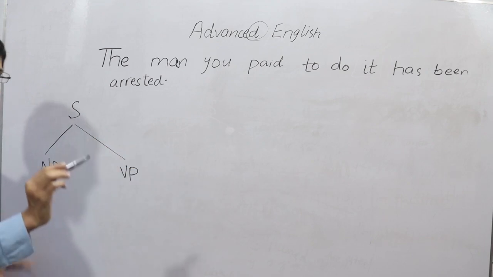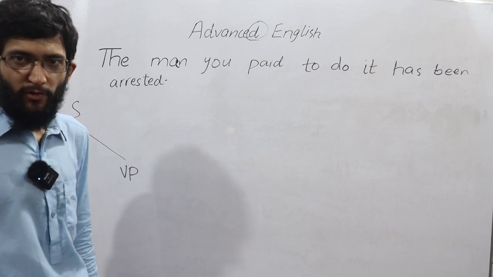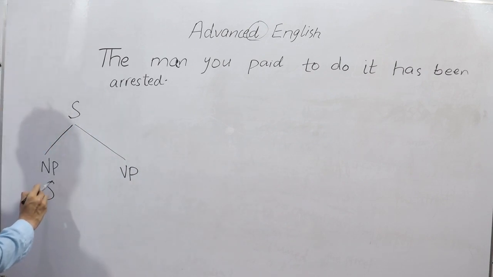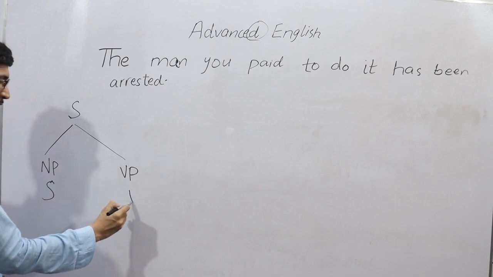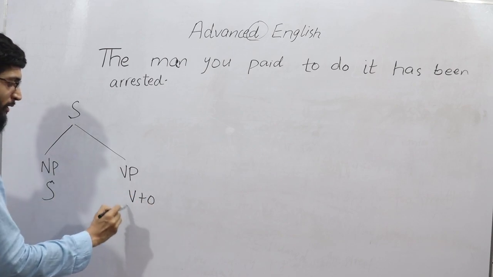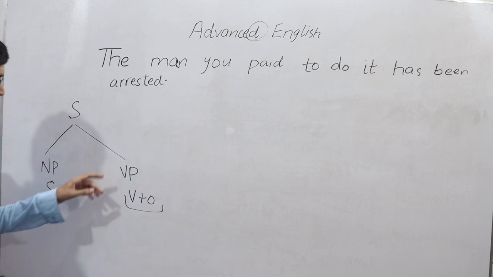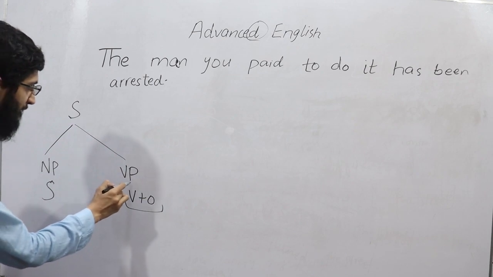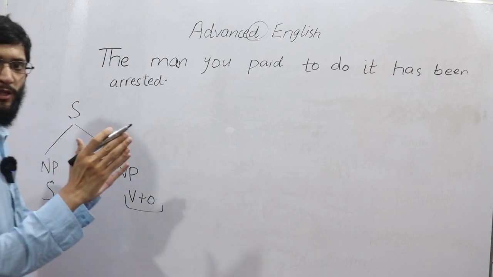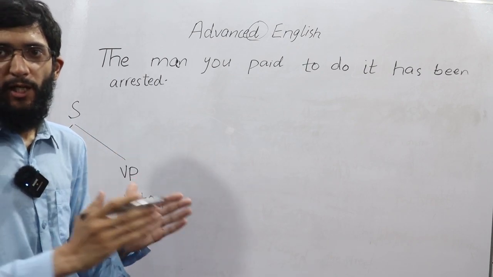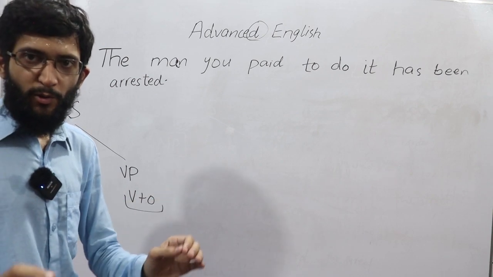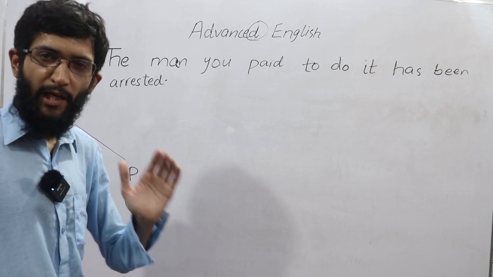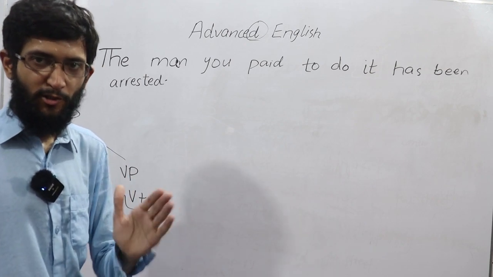In easy words, we have studied SVO structure. SVO means S comes here, like subject, and in VP, verb plus object. Both come here. So in other easy words, this is subject and this is predicate. If you divide it into two parts, we have subject and predicate. If you are able to divide a sentence into two parts, you start understanding any kind of advanced English structure.